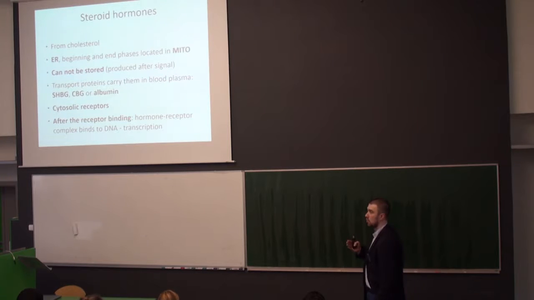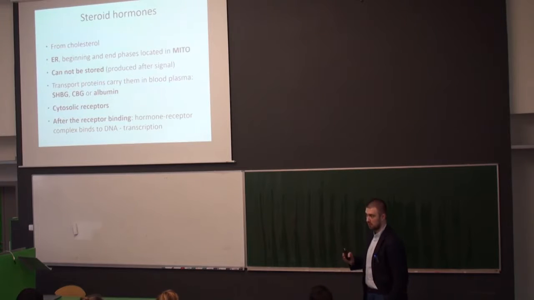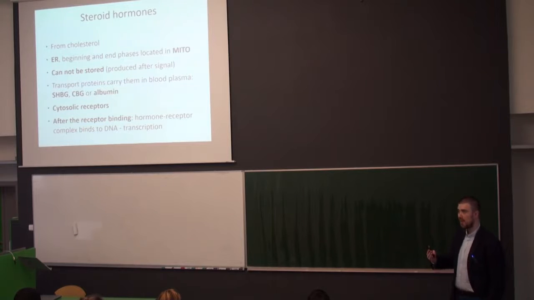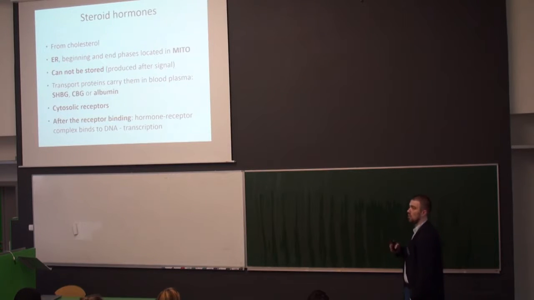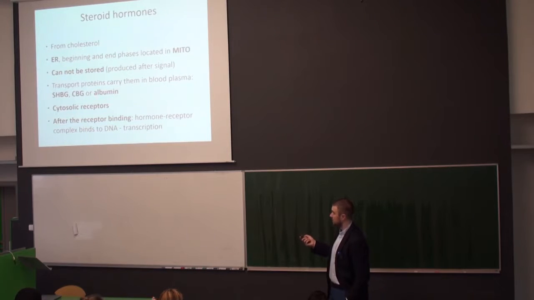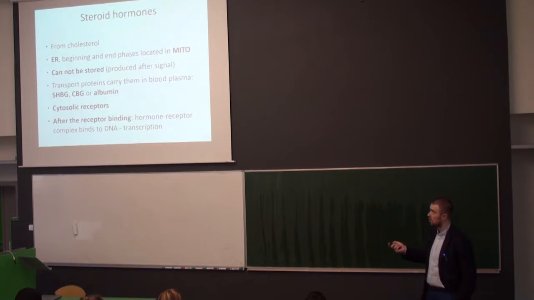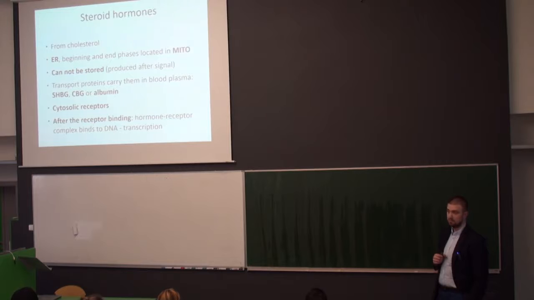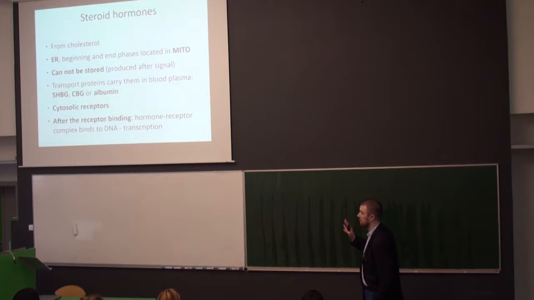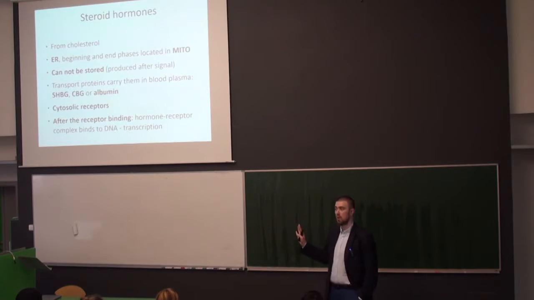On the other hand, if you want to transfer them inside the plasma, you must have some transport protein. Since they are hydrophobic, they cannot be transported freely in the plasma, but they have some specific or unspecific transport protein. Unspecific one is, for example, albumin. Specific one is, for example, sex hormone binding globulin or cortisol binding globulin. More about them you will hear later this year when you will speak about the plasma proteins. Yes, but at least these 3 you should know from today.